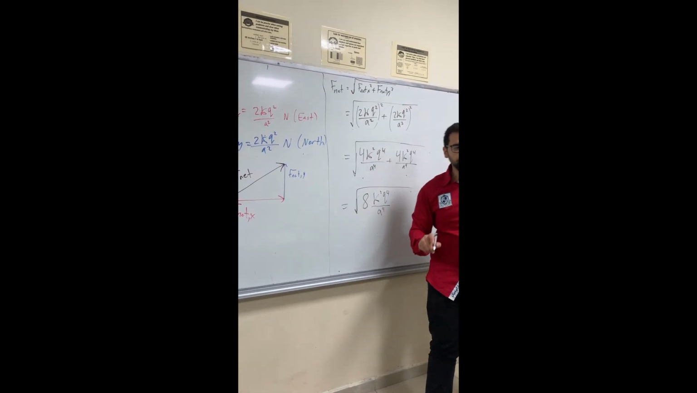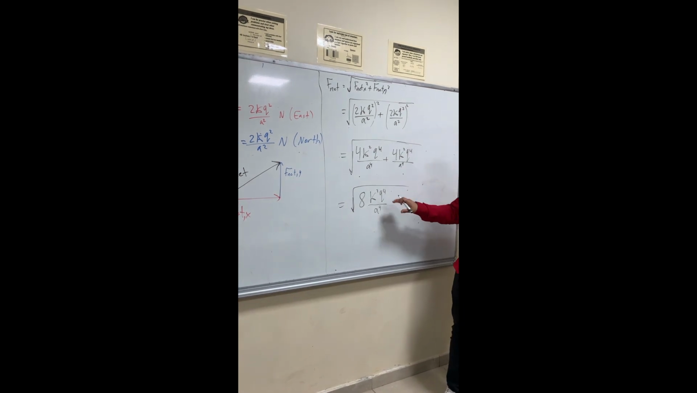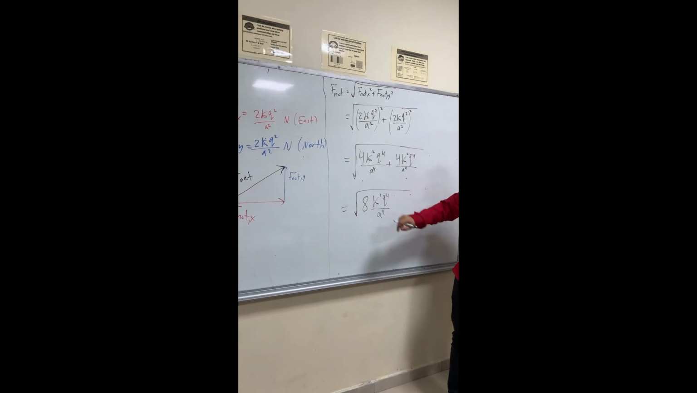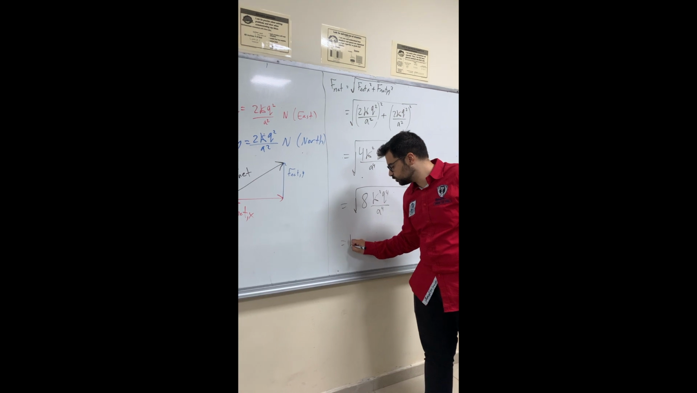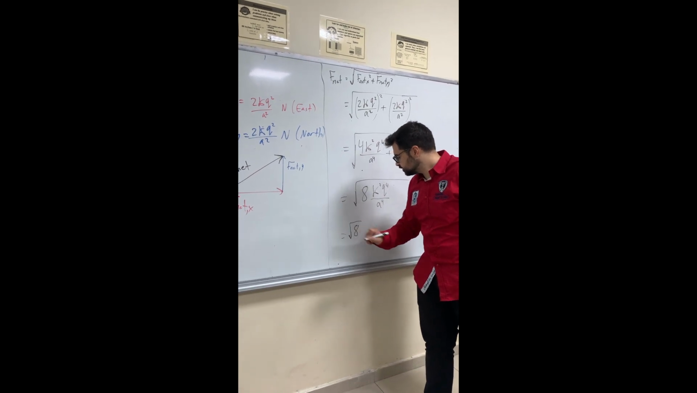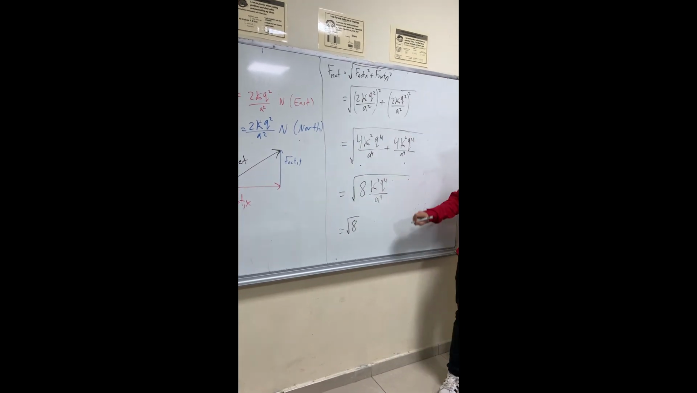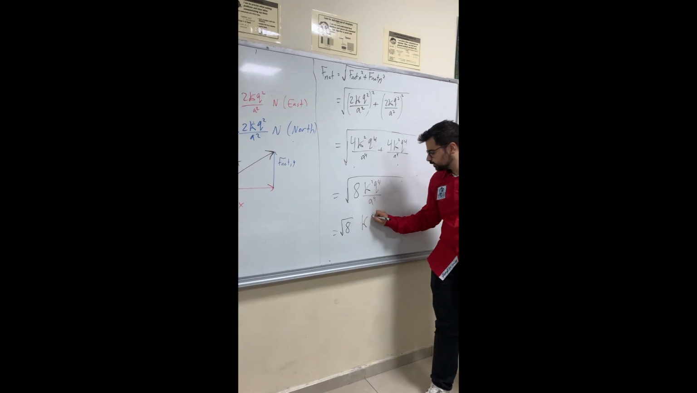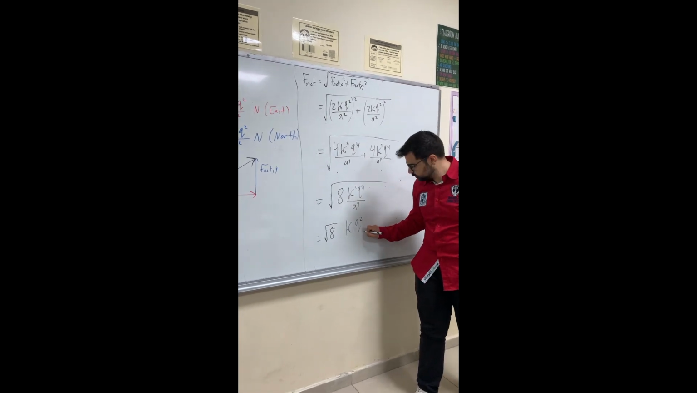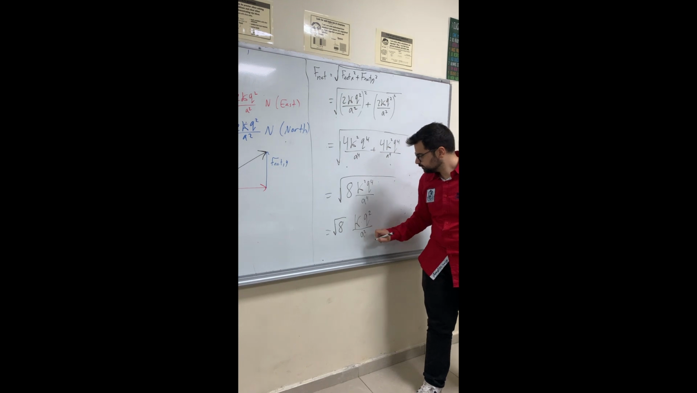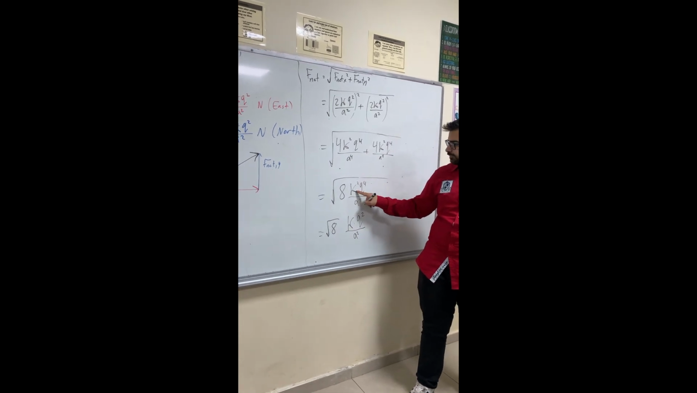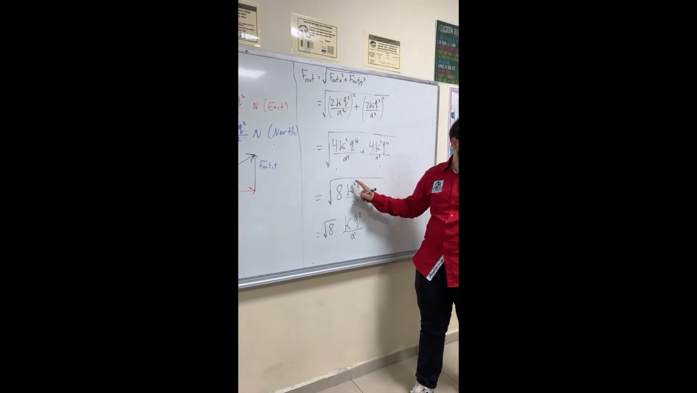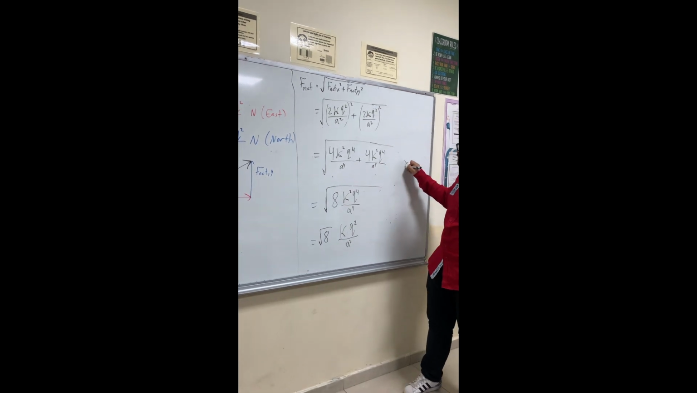Properties of radicals: you can take out the variables and keep the numbers. So it would be equal to radical 8 times K times Q squared over A squared. Teacher, squared then. Radical and squared, but it doesn't cancel it.